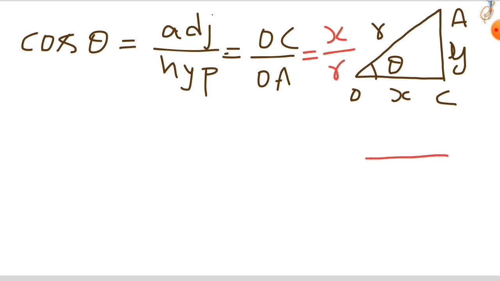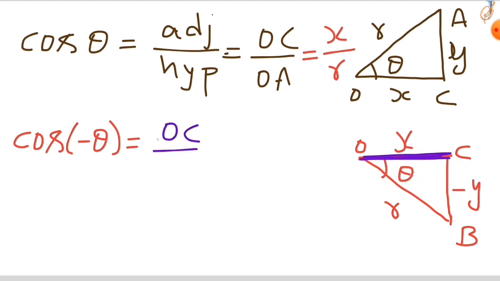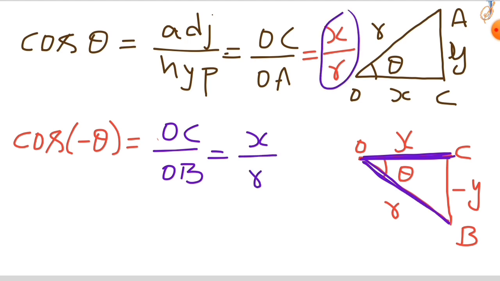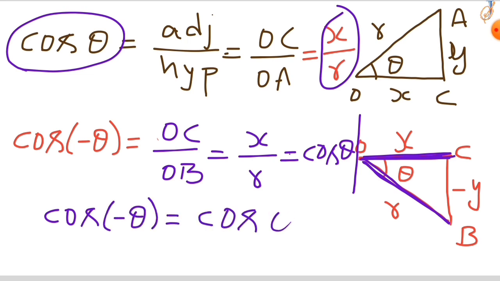Now let's take the negative direction. So that is angle COB. Cos of minus theta is equal to adjacent side over hypotenuse. What is our adjacent side? So this is the angle, and this is the adjacent side. OC over hypotenuse, that is OB. So our OC value is x, OB value is r. So x over r. So x over r is nothing but cos theta. So instead of x over r, we can write cos theta. Hence we proved that cos of minus theta is equal to cos theta.